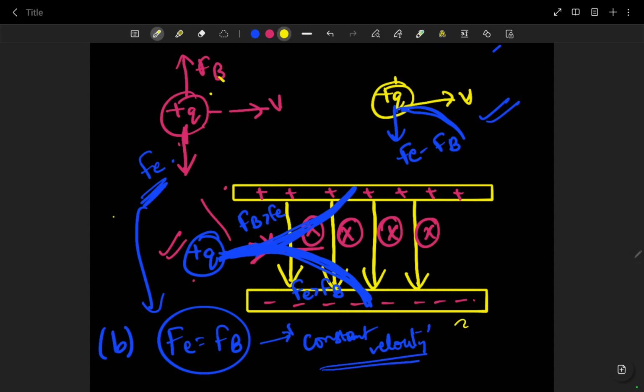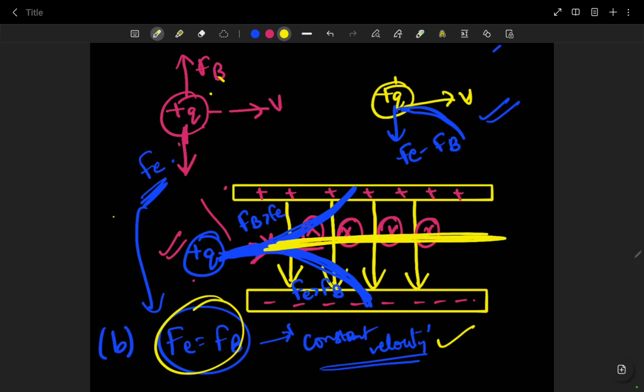And this is exactly the case. In this case of constant velocity, where both the forces, electric and magnetic, are equal, basically the net force will be zero and the charge will travel at constant velocity, right? So when the charge is traveling at constant velocity, this is how it will look.